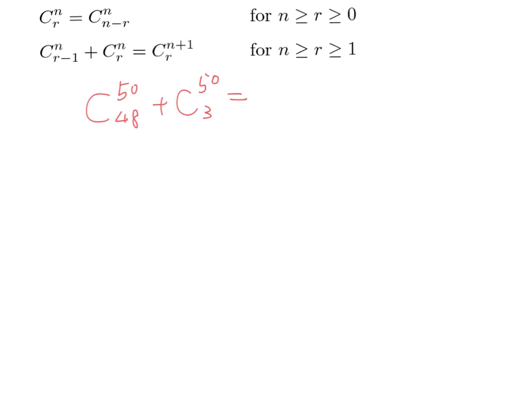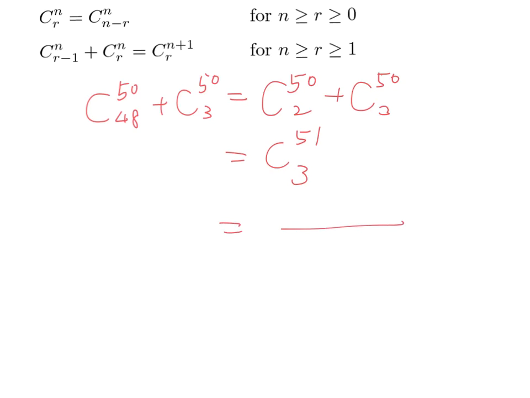For this one, 50C48 is equal to 50C2. And the sum of these two is equal to 51C3. So it is 51 times 50 times 49 over the factorial of 3, that is 6.